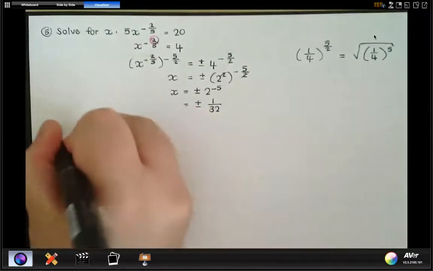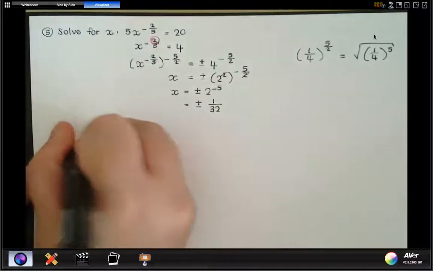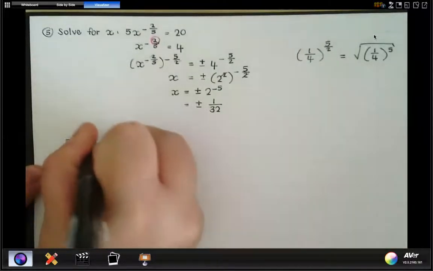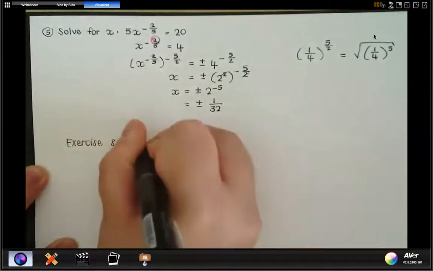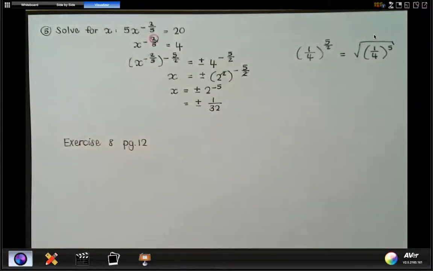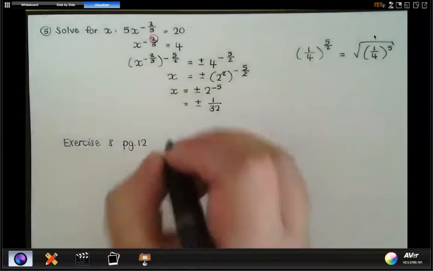I would like you to do exercise 8 on page 12. And I want you to do all of them. You must just do numbers, let's say 3 to 9.